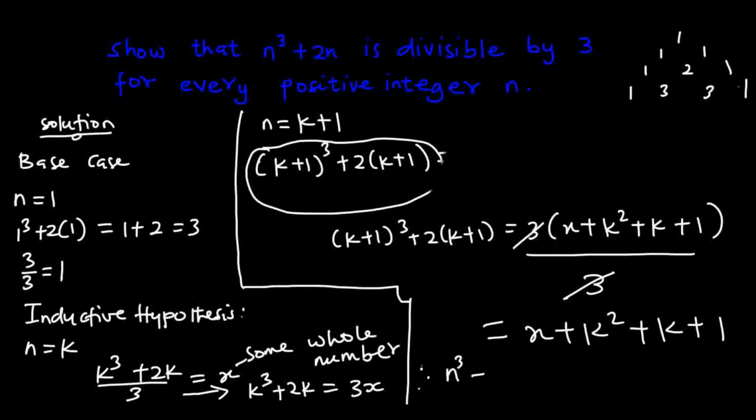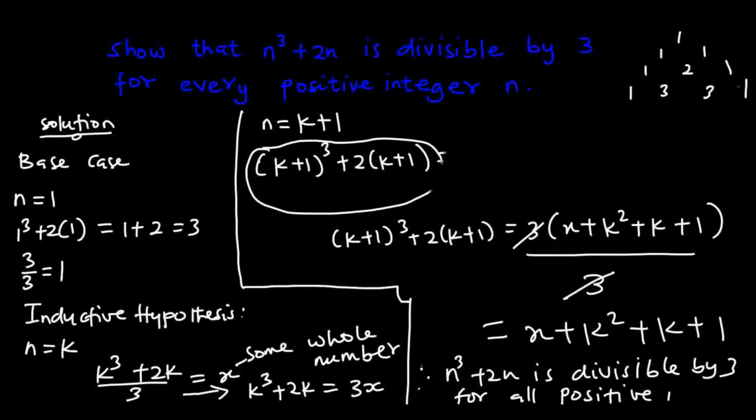n to the power 3 plus 2n is divisible by 3 for all positive integers n. There's no space there, that's why I'm trying to make it go there. So we see that n to the power 3 plus 2n is divisible by 3 for all positive integers n.